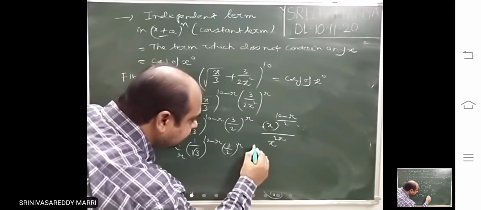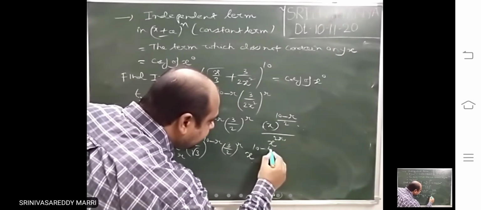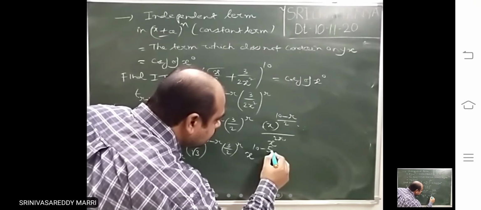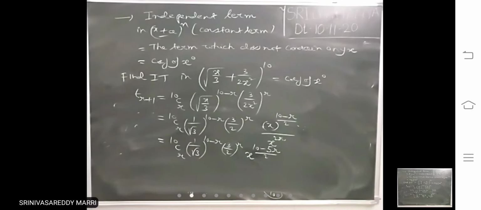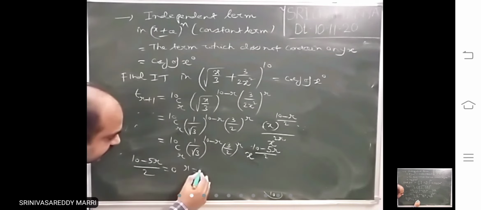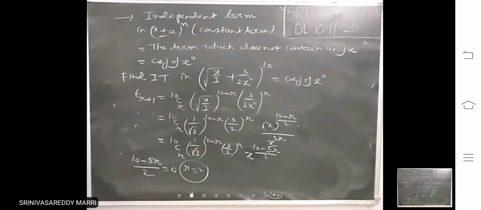That means x power you will get 10 minus, if you take the LCM, minus 5r divided by 2. Now this equates to 0. You have to find the coefficient of x power 0 equal to 0. R, find out. R you will get 2. So equate this to 0, that means that must be 0. So R equal to 2, you substitute here.